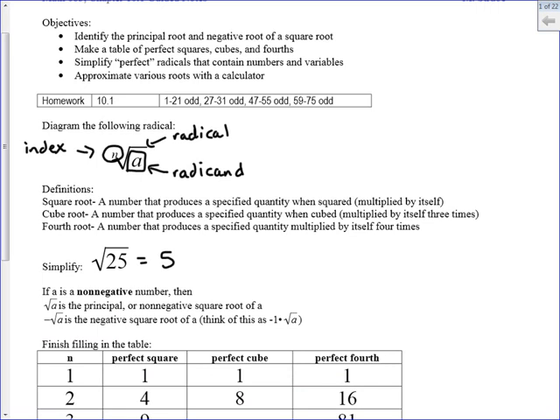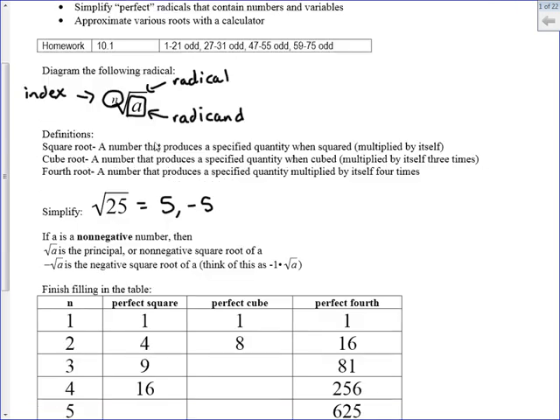Now, that's only half of it. There's another answer to that problem. Your calculator is only going to give you the answer 5. But there's another number that when multiplied by itself gives me 25. Negative 5. Right? Negative 5 times negative 5? Still positive 25. So there's actually 2 answers to that. Positive 5 and negative 5. Both of them are answers to the square root of 25.